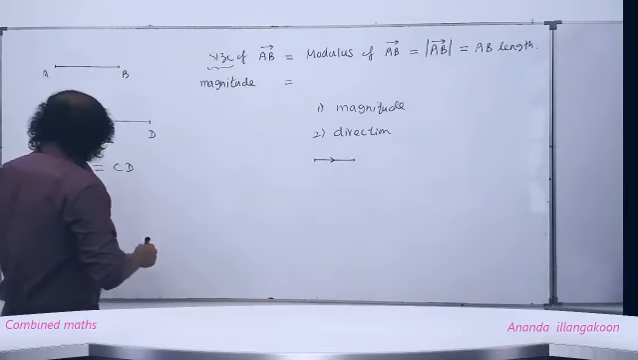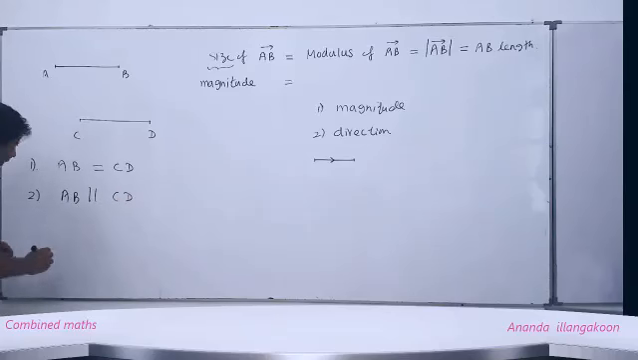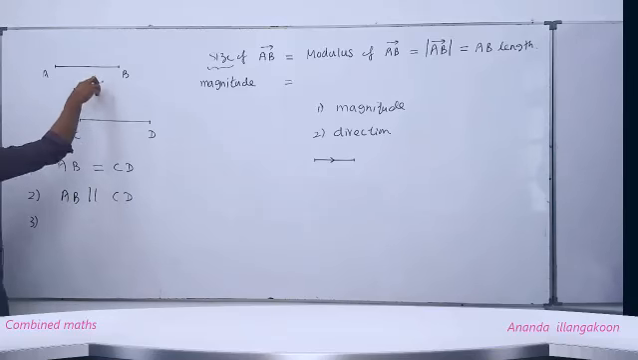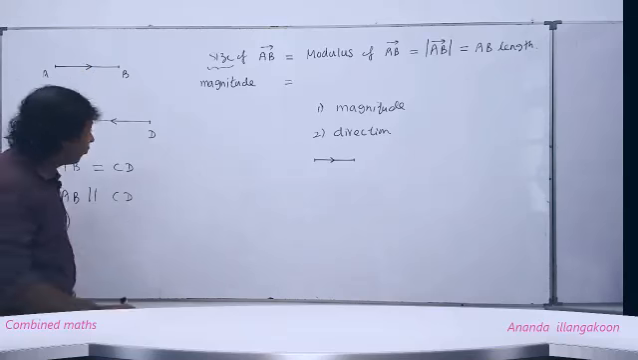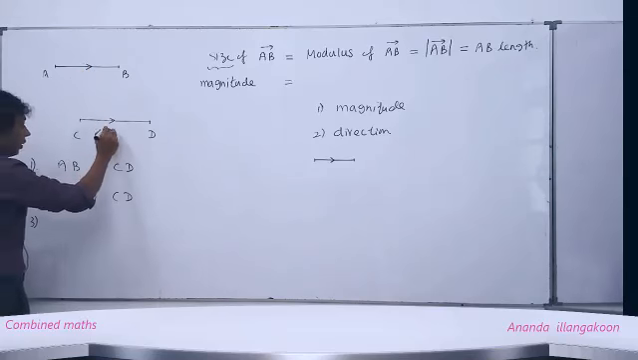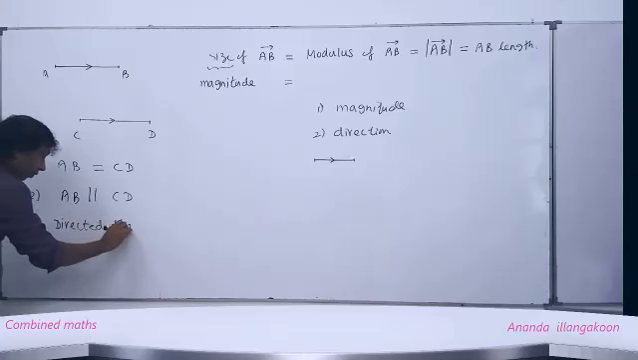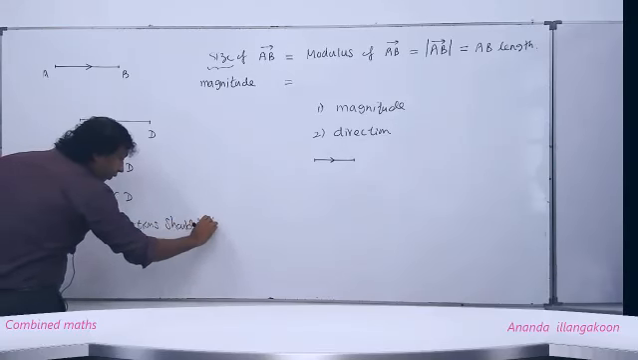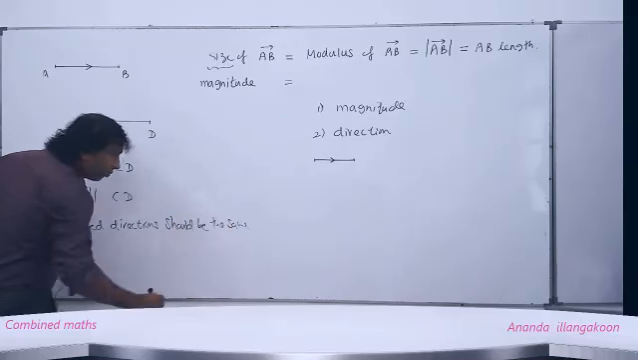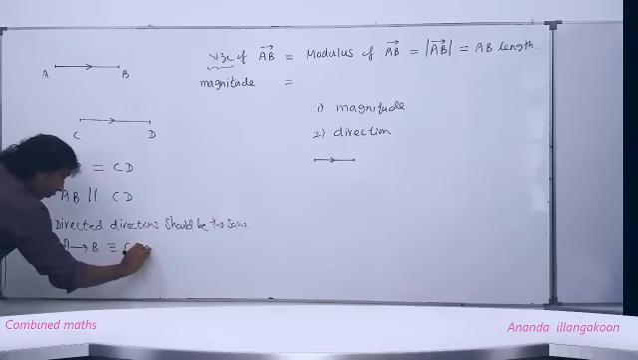The second property is AB parallel to CD. And there is another quality. Even though these two are parallel, if I put the arrowhead this way on one and this way on the other, the directions are not the same. So the third quality is that the directed directions should be the same. What is meant by directed direction? The A to B direction should be the same as the C to D direction.